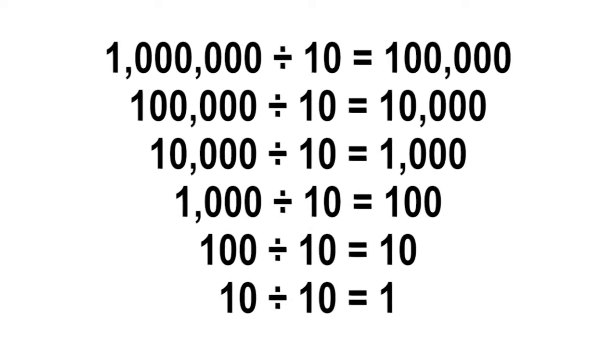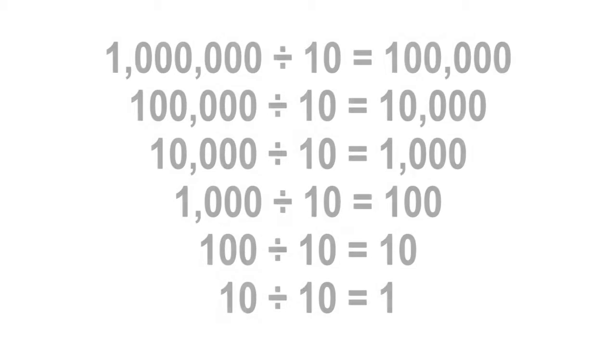Let's pause to look at this chart. Notice that every time we divide by 10, we have one lower place value. 1 million divided by 10 is 100,000. 100,000 divided by 10 equals 10,000. 10,000 divided by 10 is 1,000. 1,000 divided by 10 equals 100. 100 divided by 10 is 10. And 10 divided by 10 equals 1. Each place value is 10 times less than the value of the previous place.